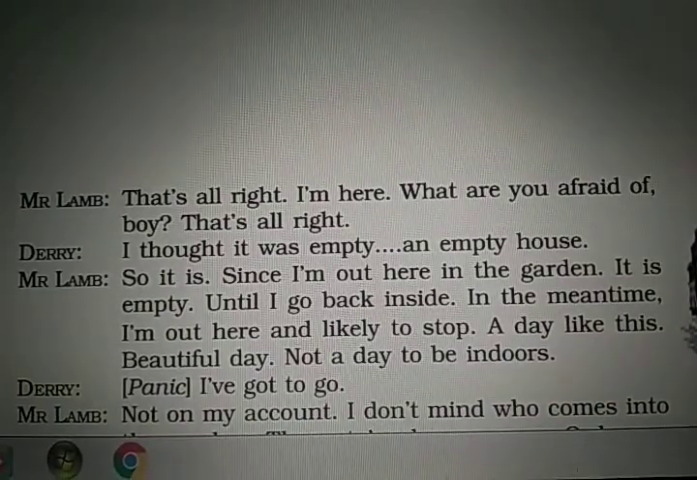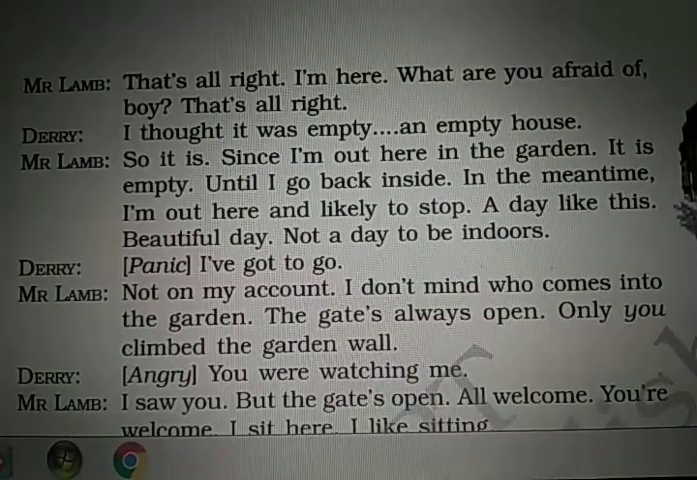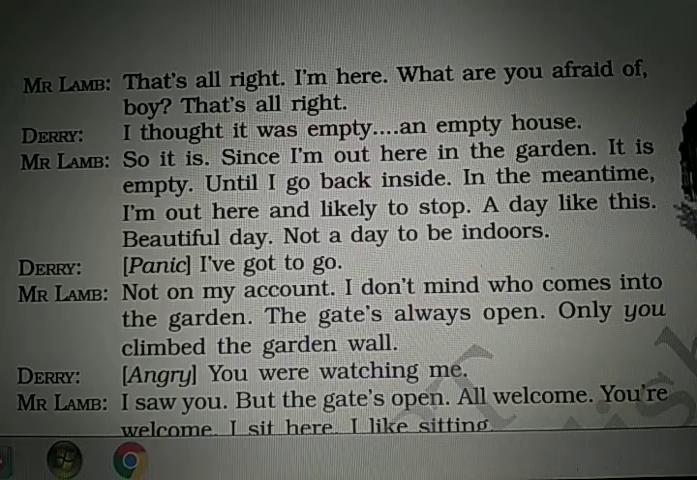Mr. Lamb says, "That is all right. I'm here. What are you afraid of, boy?" That is all right. Okay, no problem. I'm here. That is no problem. It's all okay. It's all right. You should not be afraid of me. What are you afraid of?